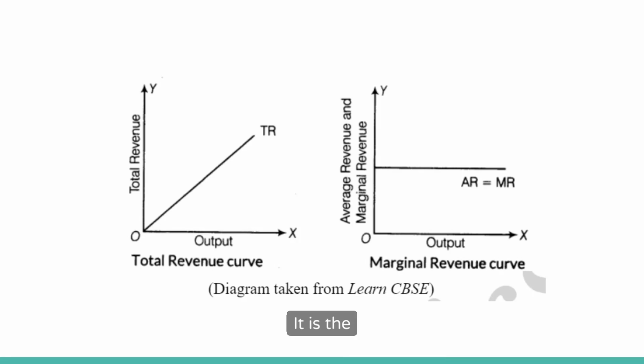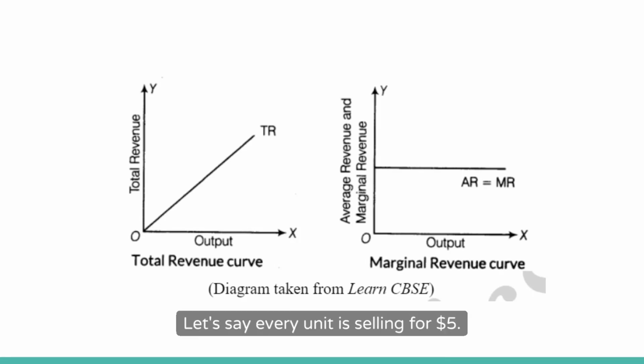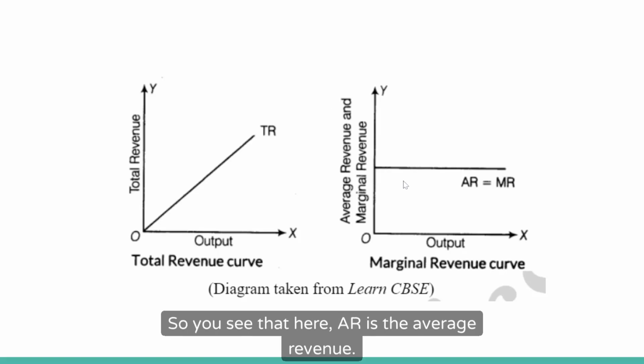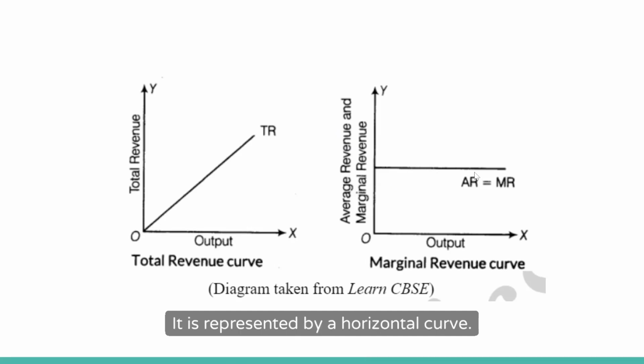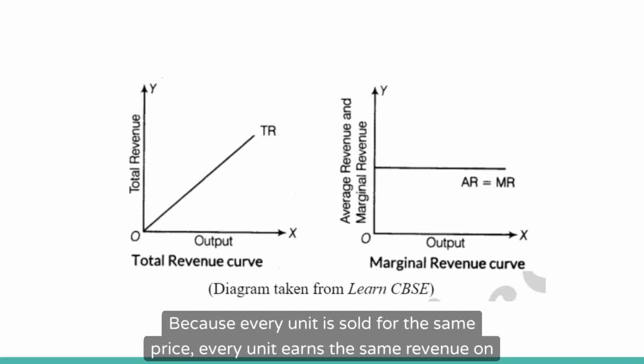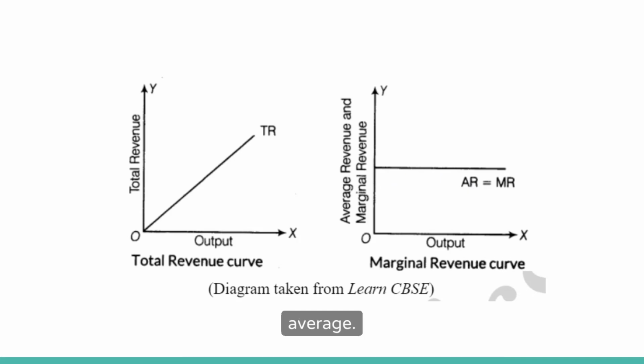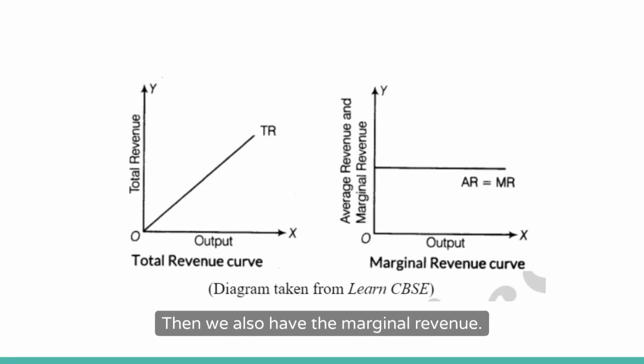It is the same, right? Let's say every unit is selling for $5, so every unit earns the firm on average $5. So you see that here, AR is the average revenue. It is represented by a horizontal curve, because every unit is sold for the same price, every unit earns the same revenue on average. So it's horizontal. Then we also have the marginal revenue.